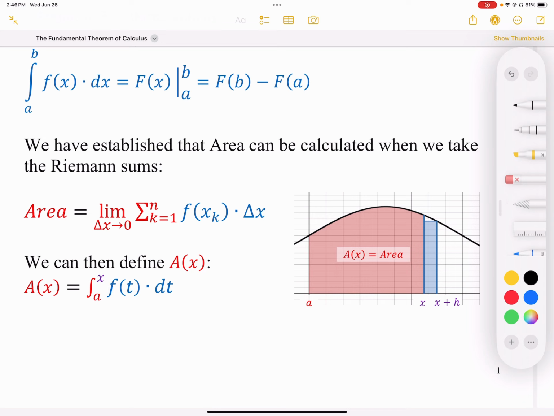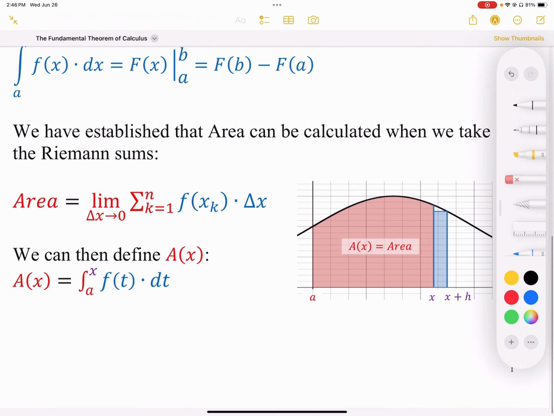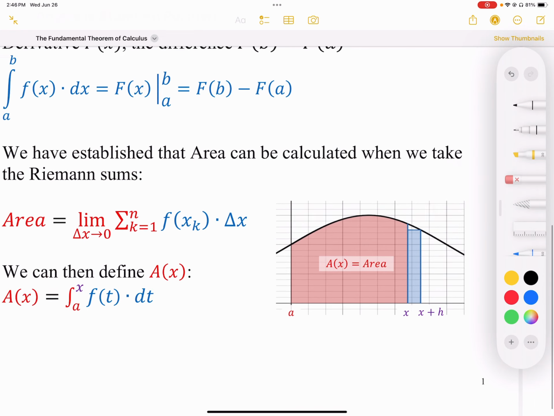So we're establishing our A of x function, and we also know that that area is the sum of all these Riemann sum rectangles, and if we take the limit, we end up with this area function. So the area function is defined as the area underneath this curve as we move some point x along the horizontal.